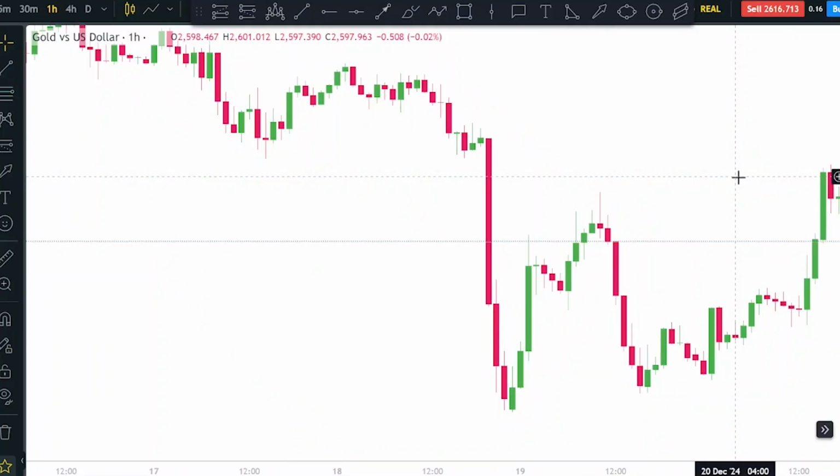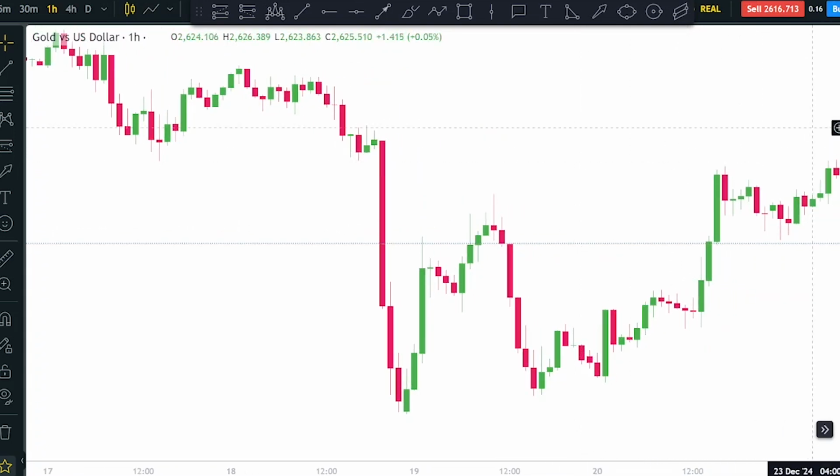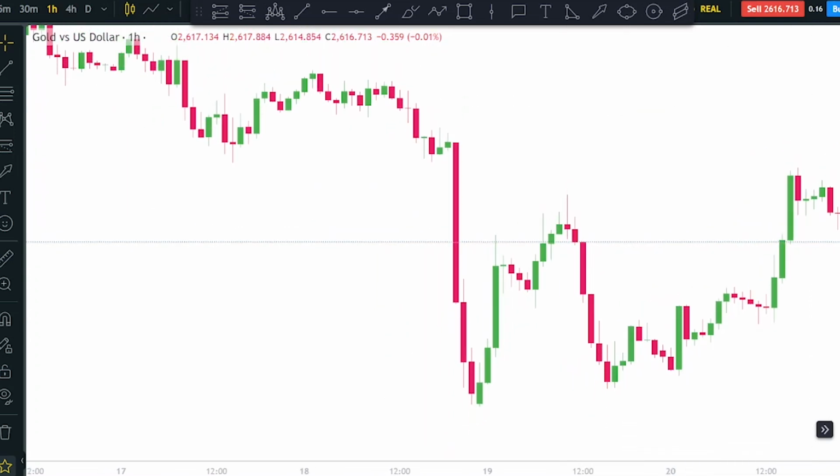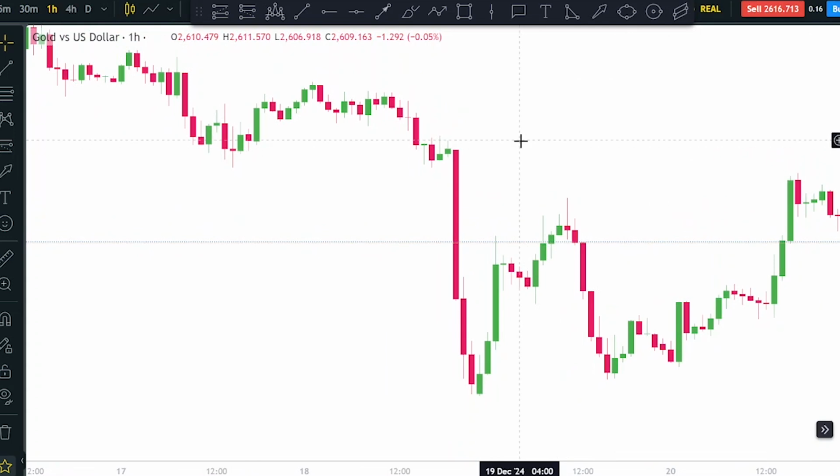Okay, welcome back again. So in our previous video, we talked about the candlesticks. Today, we are going to be talking about the shape of the candlestick body. Okay, so as you can see from this chart, we have different candlesticks. We have two types of the candlestick. We have the red one and the green ones.